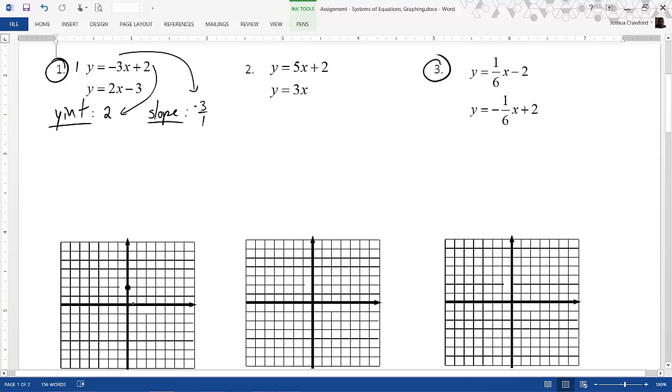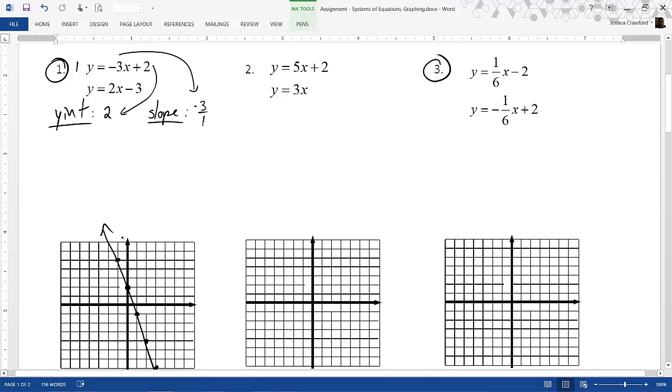So we're going to go down 3, 1, 2, 3, and right 1. And then the opposite way, up 3 and left 1. And that makes your line.